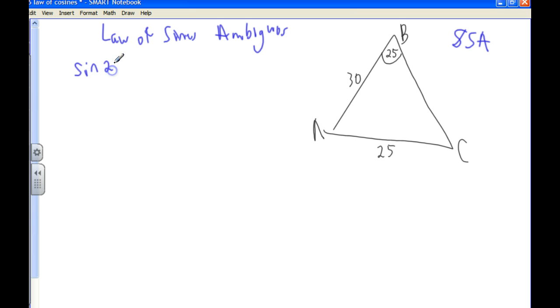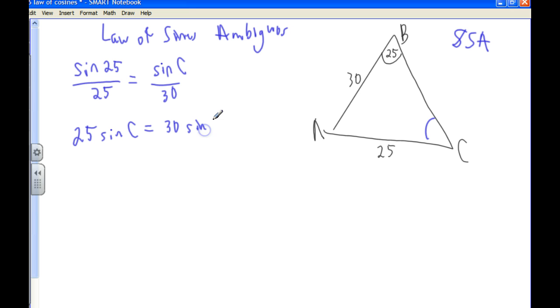Sine of 25 over its opposite side, which is 25, equals, then we're going to take this angle to its opposite side. So sine of big C over 30. We're going to cross multiply and solve that. We won't quite finish. Sine of C equals 30 times the sine of 25. Divide by 25. That cancels. You get sine of C equals.